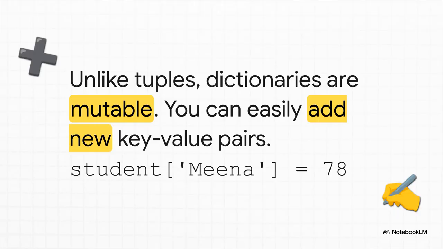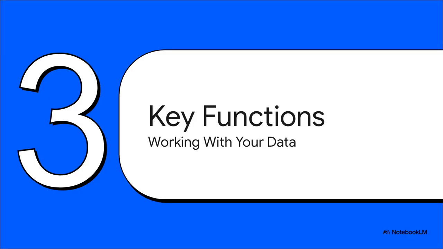And here's the plot twist. Unlike tuples, dictionaries are totally mutable. You can add new key-value pairs, you can change existing values, you can even delete items. Right here, we're just easily adding a new student, Mina, and her score to our dictionary. Simple as that.